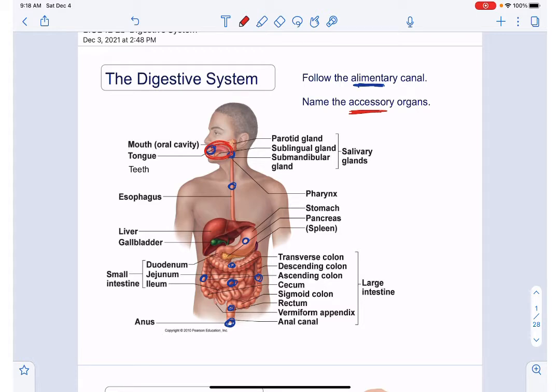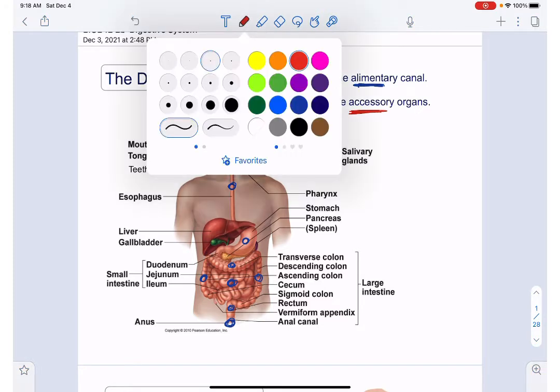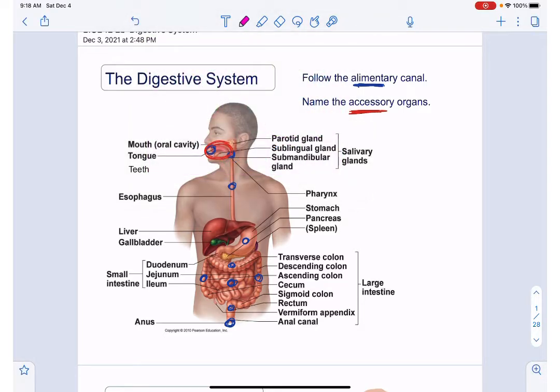Well, one, we have teeth. Teeth are going to contribute to mechanical breakdown. It's going to break down that food. We also have the tongue. The tongue is going to be involved in mechanical breakdown. It's also going to be involved in propulsion or swallowing. So those are a couple examples of accessory organs.